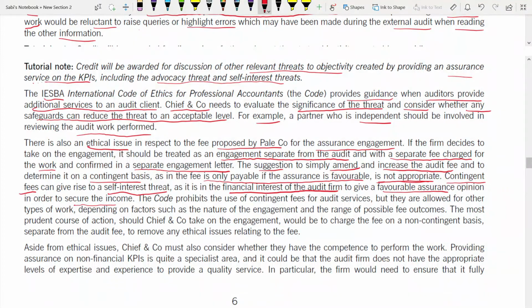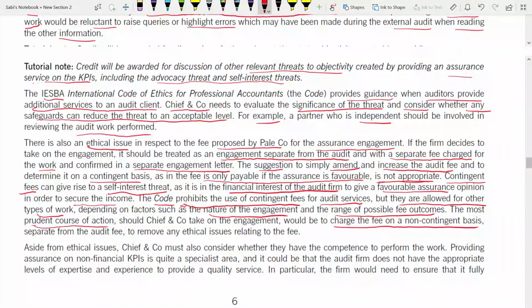But remember, the code prohibits the use of contingent fees for audit services. You cannot say that if it's favorable, then you will receive this fee. Code says no. But they allow for other types of work. For audit services, no, but other types of work, yes, depending on factors such as the nature of the engagement and the range of possible fee outcomes. But what is the most prudent course of action, should they take on the engagement? It would be to charge the fee on a non-contingent basis.